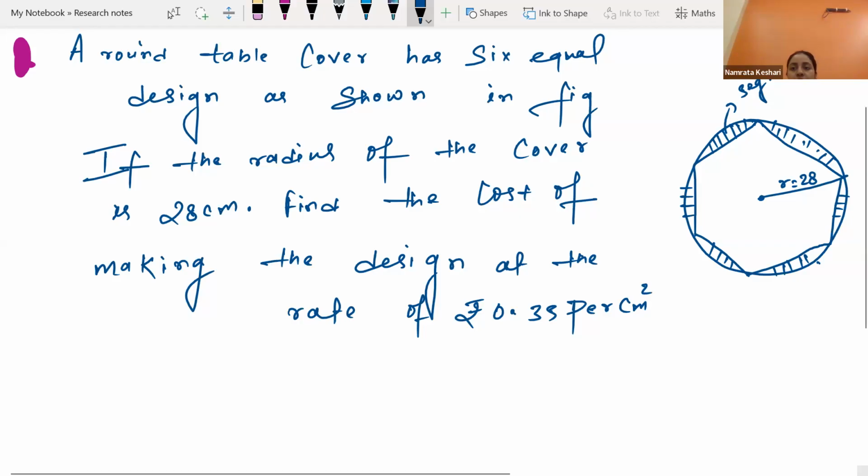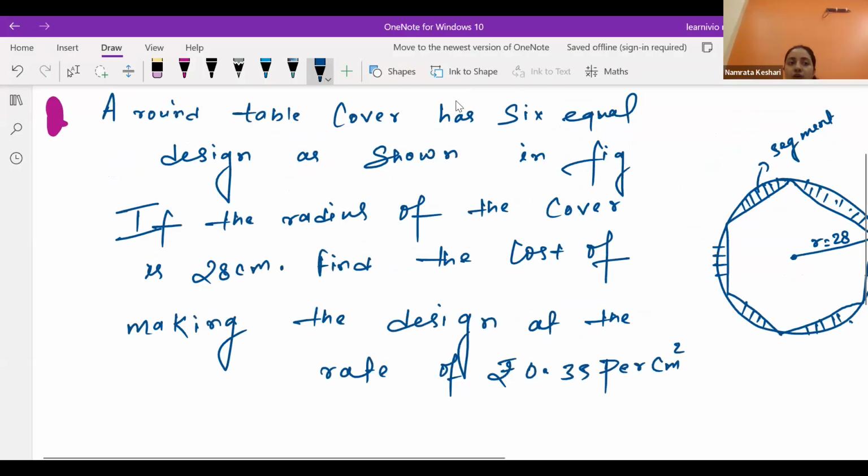Can you see, for finding the area of the segment, what we do? What is the formula? Anyone?